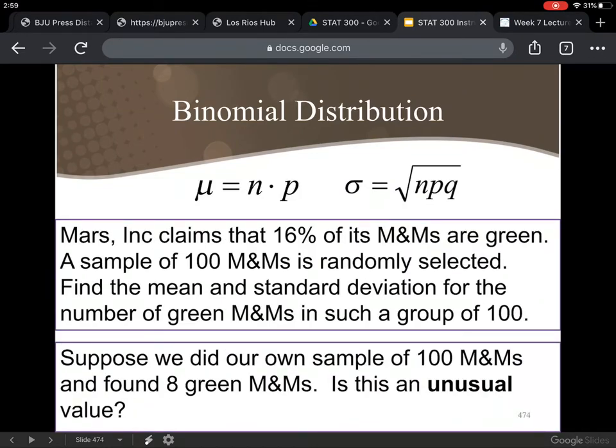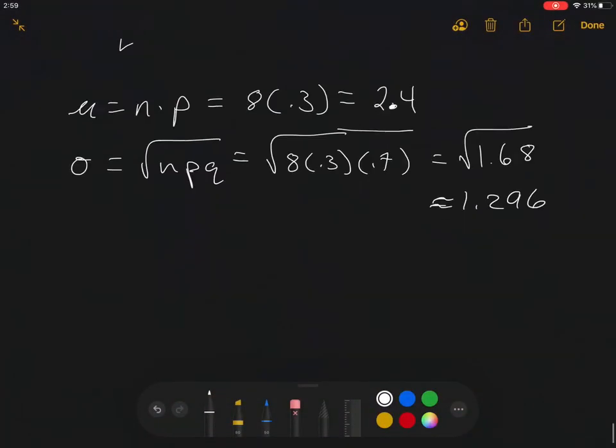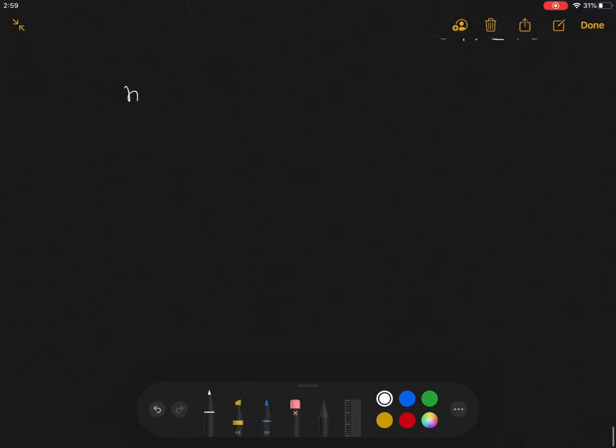Here's another example. Mars Inc. claims that 16% of its M&Ms are green. A sample of 100 M&Ms is randomly selected. Find the mean and standard deviation for the number of green M&Ms in such a group of 100. Okay, so let's figure this out. We are given that n is equal to 100. And then the probability is going to be equal to 16%, right?